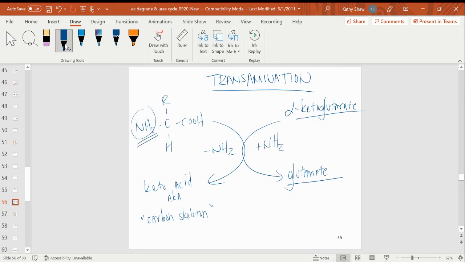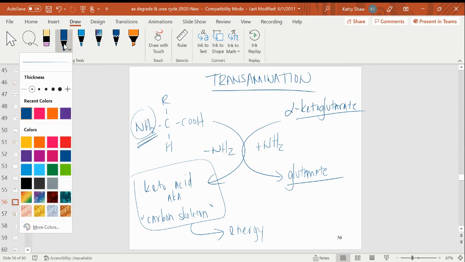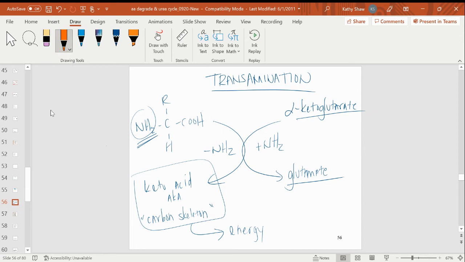So I have that amino group now off of the amino acid. I can take the keto acid or the carbon skeleton and make energy out of it. That's how I get energy from my proteins. And remember what we said about that. Depending on what the amino acid is, that determines what I'm going to do with the keto acid or the carbon skeleton. The two that we talk about the most are this. For example, if my amino acid is aspartate, if I take the amino group off of that, I'm going to get oxaloacetate.